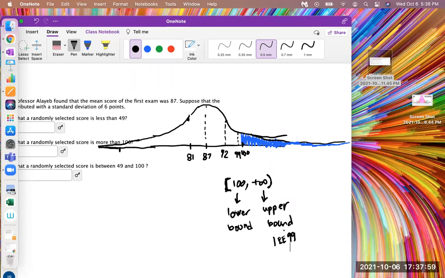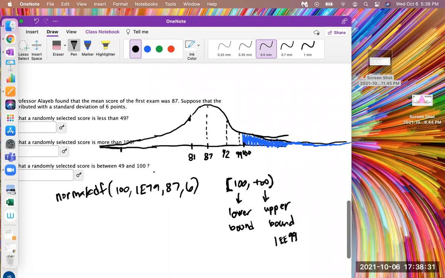All right, and then you would use a mean of 87 and your standard deviation of 6. So it would look like this as the input into your normal CDF. You would put your lower bound 100, your upper bound 1E99, and then your mean 87 and your standard deviation 6. Press enter and you have your answer for part B.